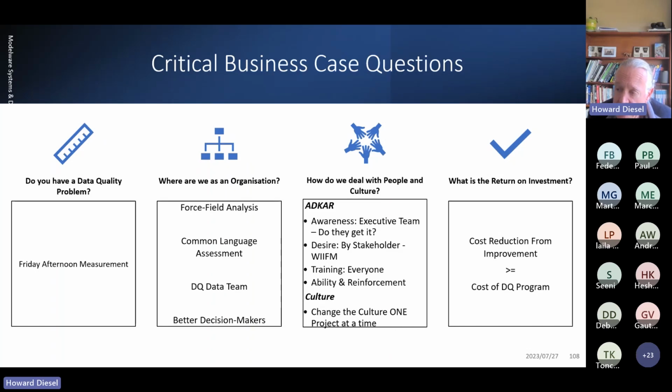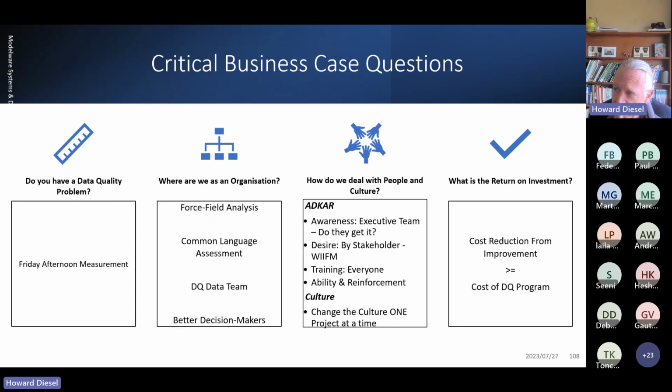Okay, then tackling the culture. I believe changing data quality culture, especially for me, is that if I win one project at a time, if I get great success one project at a time, people start to see it and recognize that they need to be part of it. Okay.